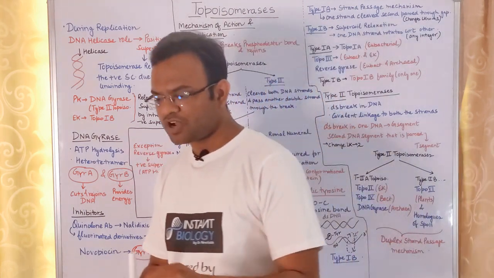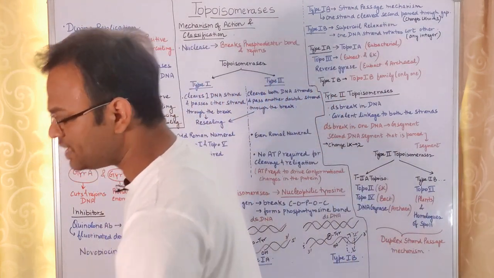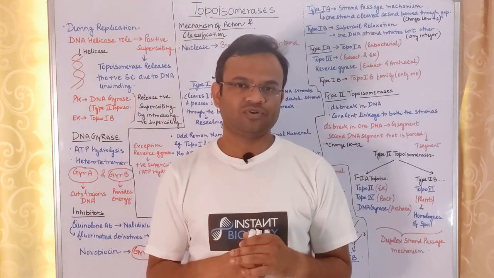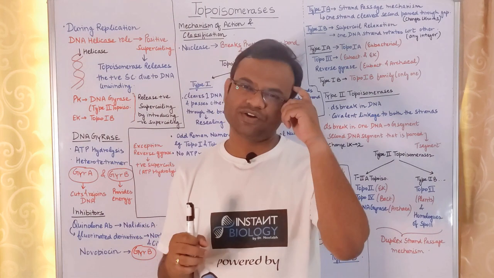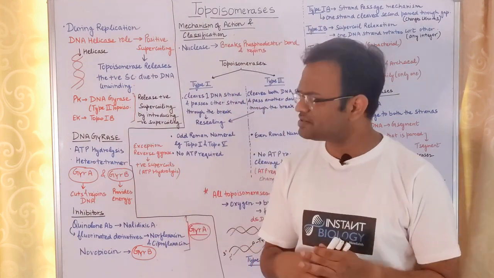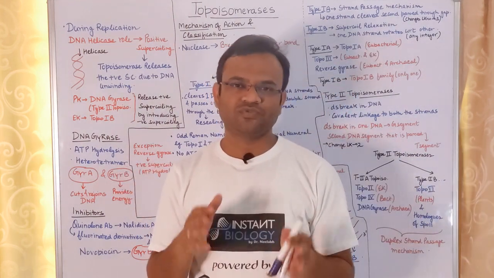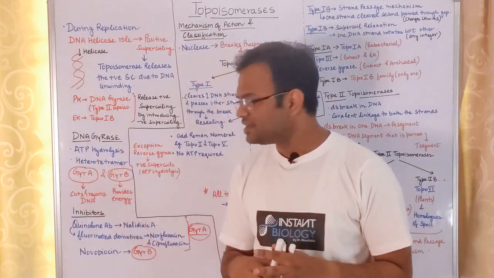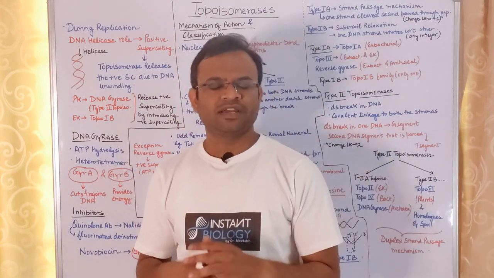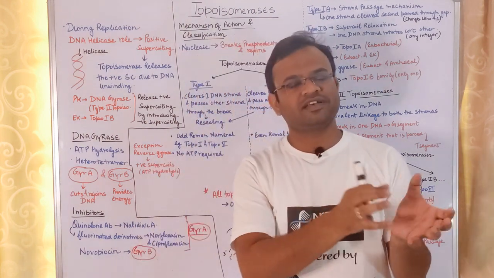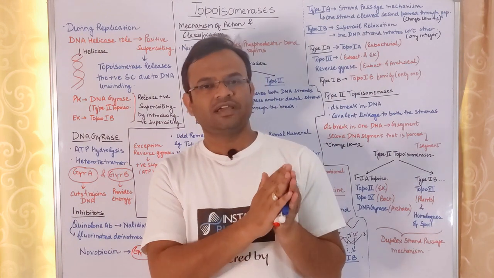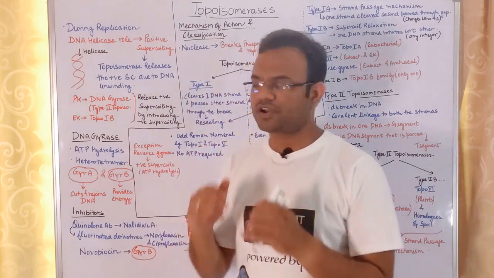Let us just briefly talk about DNA gyrase. So what is DNA gyrase? DNA gyrase requires ATP hydrolysis, and then only it will be able to function. What do you understand by ATP hydrolysis? Simply, it requires ATP to function. Next, it is a heterotetramer. Hetero means that there are different subunits, and there are 4 subunits in total. That is why we call it a heterotetramer.